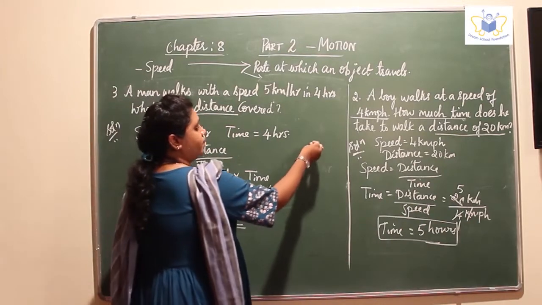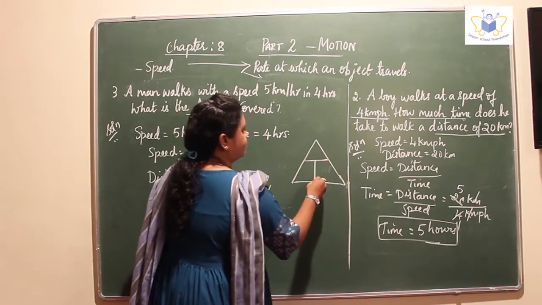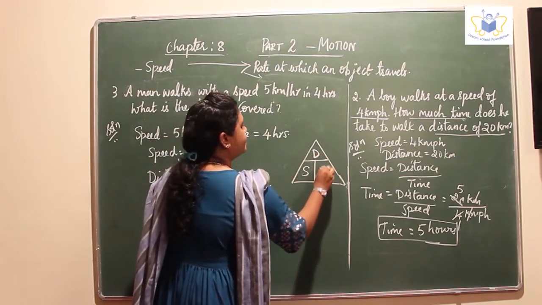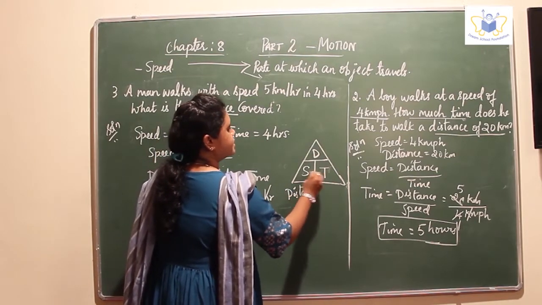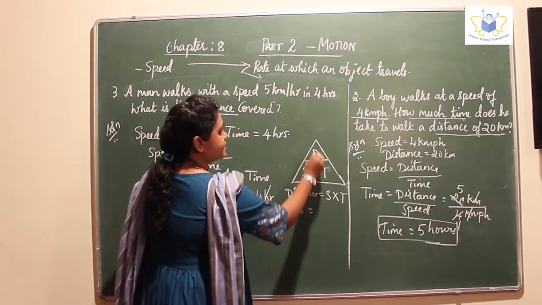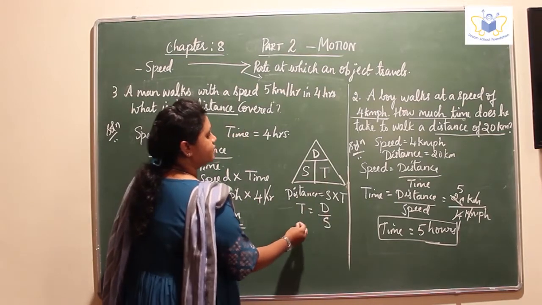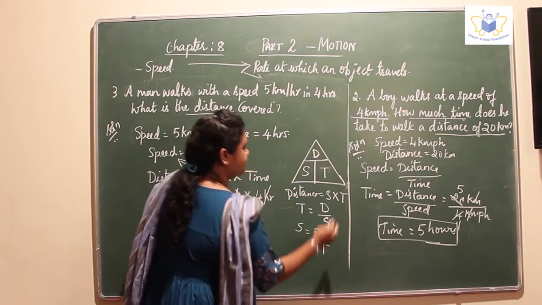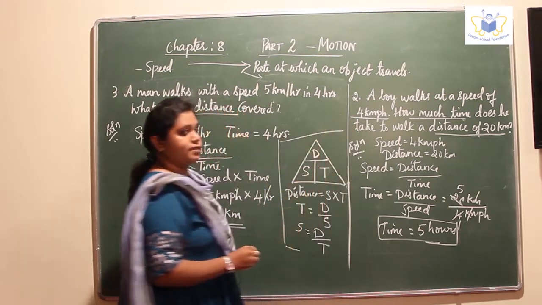To remember this formula in a very easy way, we take a triangle and we draw a T here. So here I take it as distance, speed and time. So when we have to calculate distance, it is speed into time. When I want to calculate time, it is distance divided by speed. Now if I want to calculate speed, what is the formula? D by T, distance divided by time. So this will give you an easy picture to remember this formula.